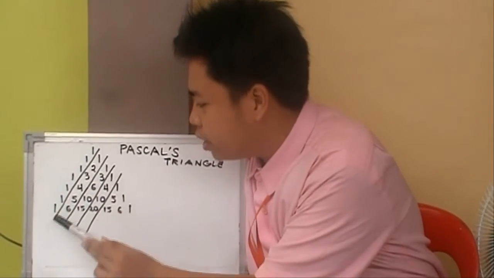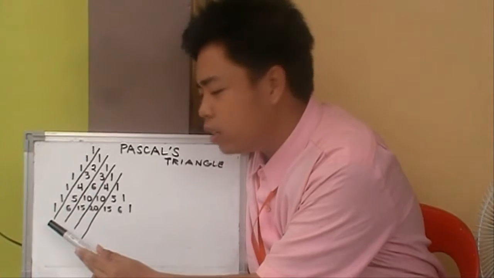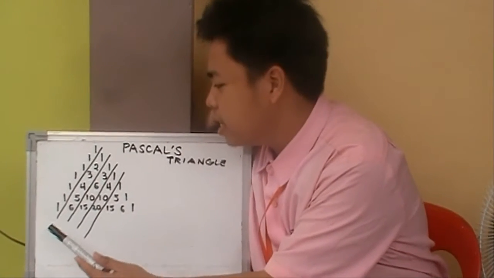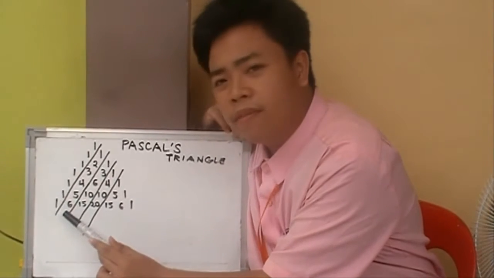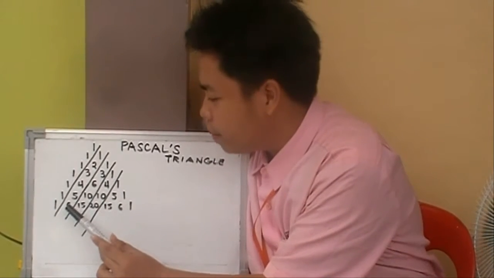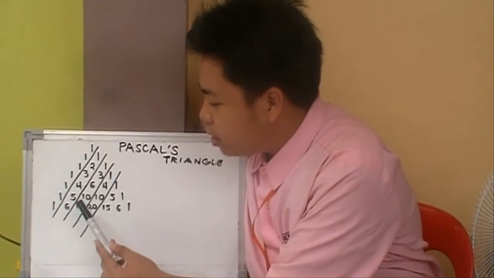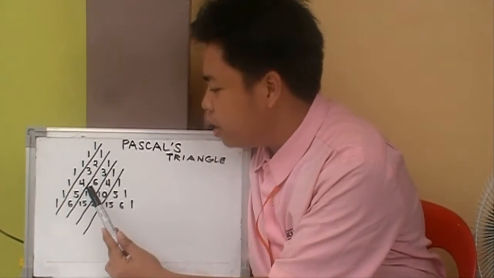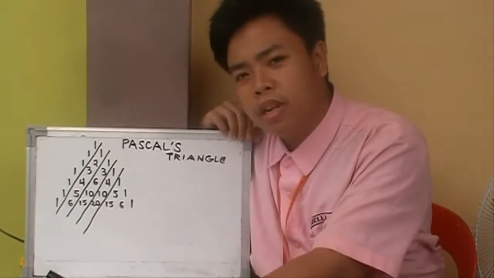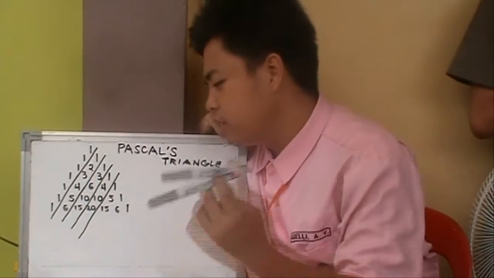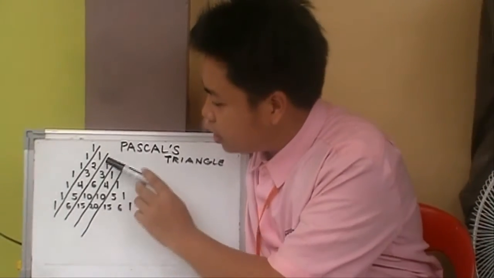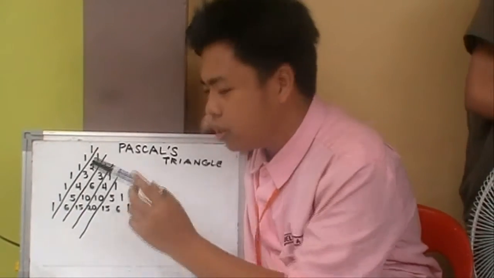The first diagonal consists of ones, which was mentioned earlier as the endpoints of each row. The second diagonal consists of counting numbers from 1. The third diagonal consists of triangular numbers, which correspond to the number of dots needed to form a triangle out of 1 dot, 3 dots, 6 dots, and so on.